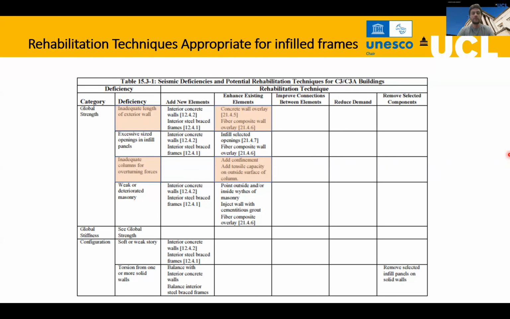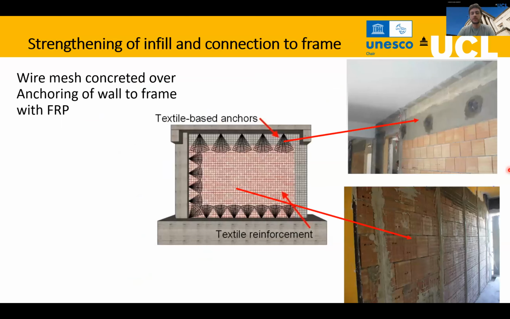Again, we can go to the FEMA 547 tables in which they relate the deficiencies with the rehabilitation techniques. And we can see here that if the problem is global strength, then we can do different alternatives, such as adding new elements or encasing existing elements. We already saw how adding new elements can be done through the implementation of steel braces or shear walls, and how encasing existing elements can be done through the jacketing of columns and structural members. But since in here we are talking about infill, we can also enhance the performance of the infill to avoid, for example, out-of-plane failure and to generate a better behavior in plane.